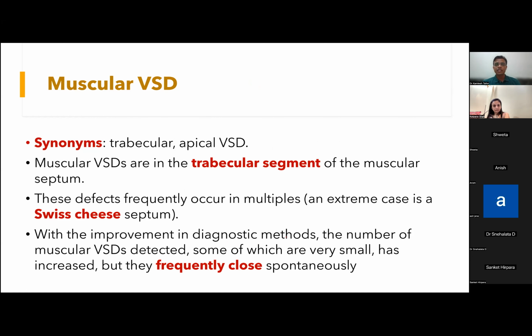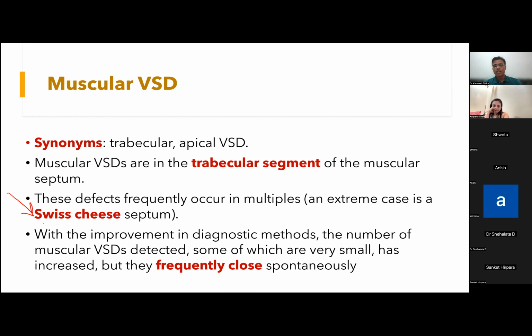The other VSD described is the muscular VSD. It is present in the trabecular or apical part, in the trabeculated segment of the muscular septum. As I already mentioned, if there are multiple VSDs in that area, it is labeled as Swiss cheese septum. This kind of septum sometimes warrants pulmonary artery banding rather than closing all the VSDs, which is difficult in infancy or a lower age group.